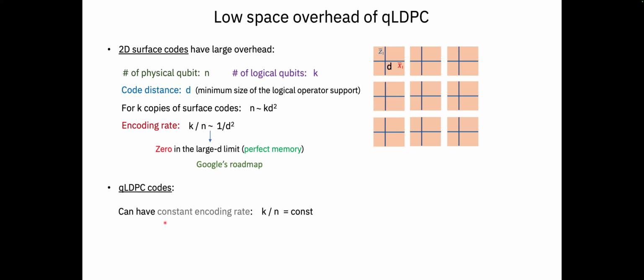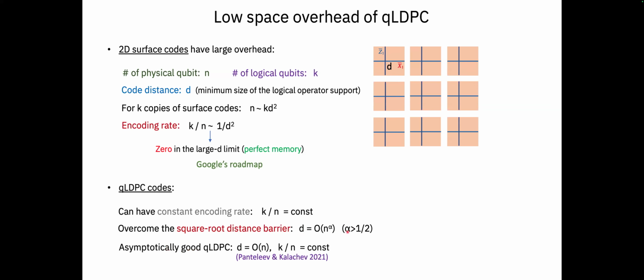In contrast, instead of a zero encoding rate in the infinite limit, it can actually have a constant encoding rate, so k over n is constant. And it can also have a much larger distance. In the surface code case, this d scales as the square root of n. But for qLDPC codes, it's possible to go beyond the square root distance barrier. And recently, in 2021, it was discovered that there is a so-called family of asymptotically good qLDPC codes.